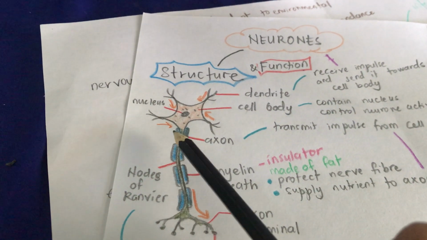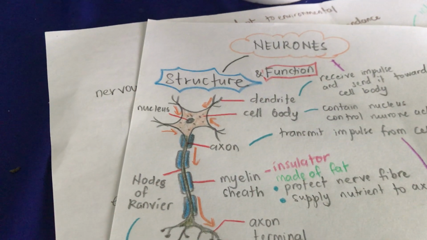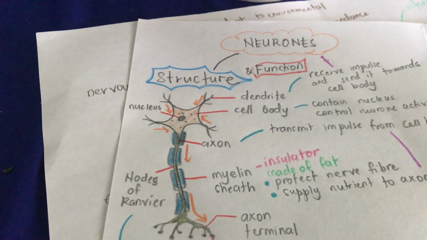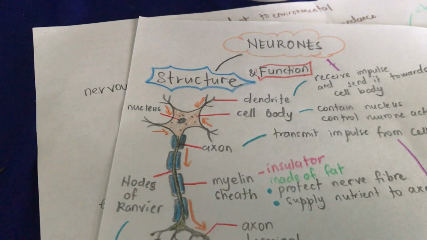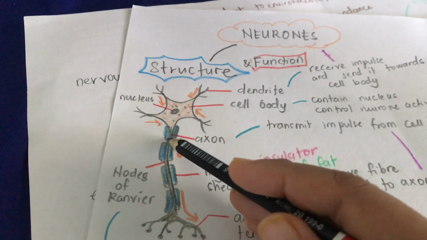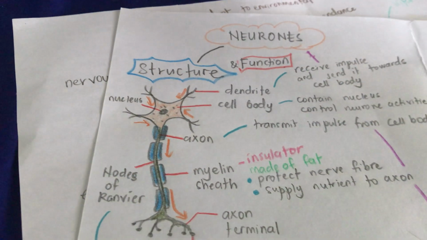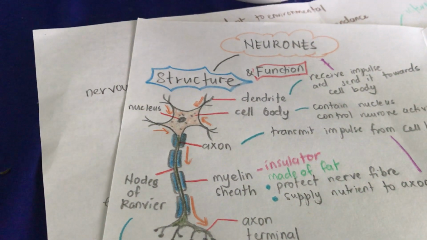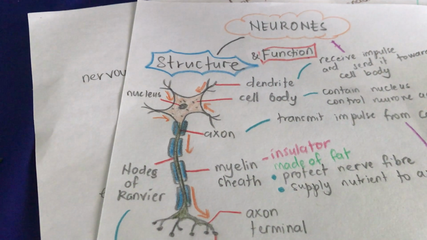Okay, so what is the function of the myelin sheath? Yang warna biru ni. The myelin sheath's function is to protect the nerve fiber and also to supply nutrients to the axon. Now, in between the myelin sheath, you see there are empty spaces. These empty spaces we call the nodes of Ranvier. The function of the nodes of Ranvier is to increase the speed of impulse transmission.